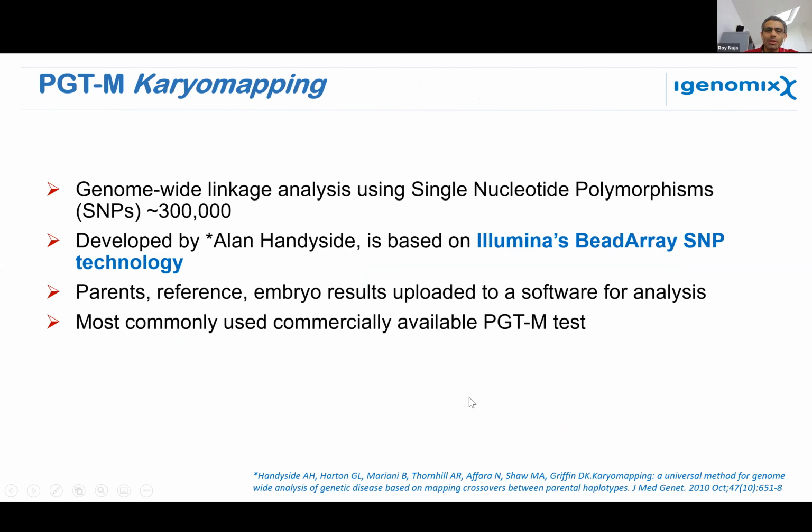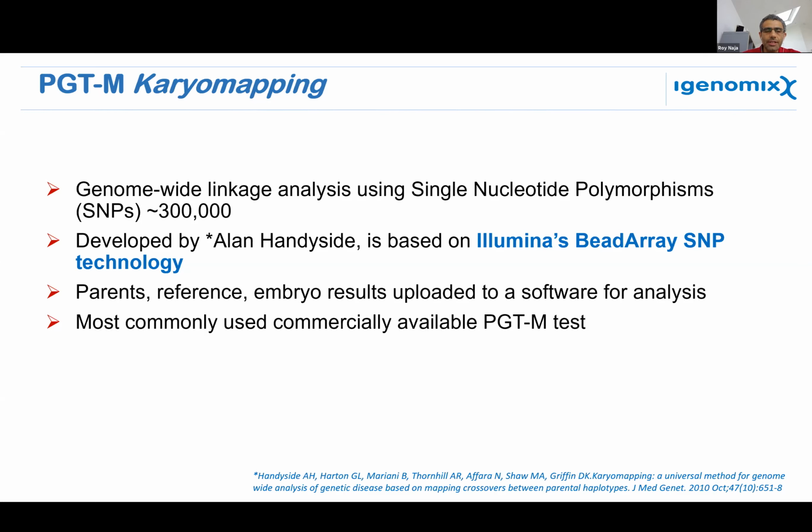Right. So a little bit about carrier mapping. Carrier mapping is the latest technology used in PGT-M. It is still a linkage analysis, a genome-wide linkage analysis platform using SNPs. The array has around 300,000 SNPs, and these SNPs are scattered all over the genome and span many genes that are involved in monogenic disorders. This technique was developed by the great Alan Handyside. It's based on Illumina's BeadArray SNP technology, which is a brilliant SNP array technology.